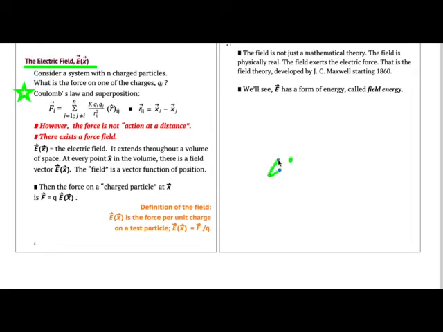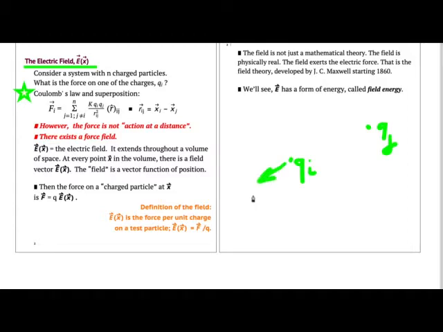So that's the charge I. So that's Q sub I. And now someplace there's another charge, Q sub J. The force on Qi, due to the presence of Qj, let's say these are both of the same sign, will be in some direction.